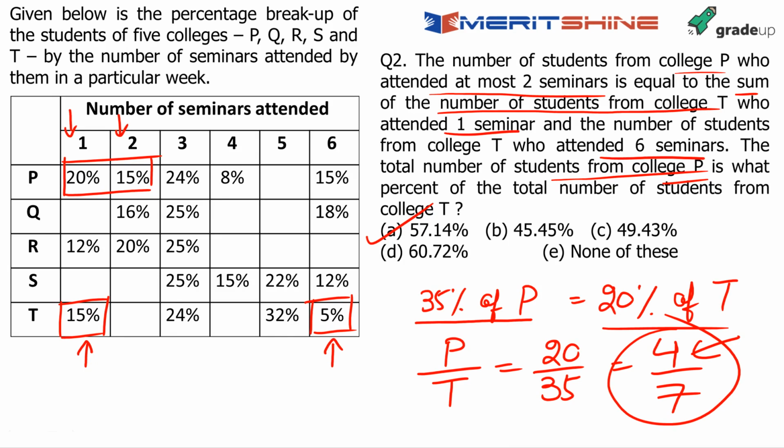Again, a very, very simple question from missing DI, the so-called dreaded missing DI. So there is absolutely nothing in it. You'll get all 5 correct.